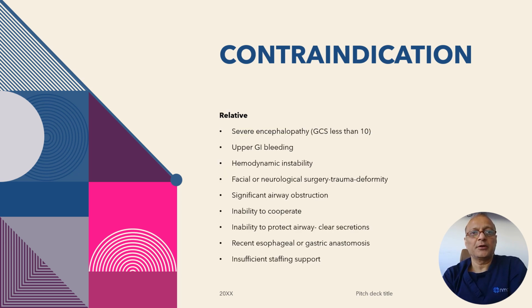Relative contraindications include patients with GCS less than 10, upper GI bleeding or recent upper GI surgery, hemodynamic instability, facial or neurological surgery, trauma or deformity, inability to cooperate, significant upper airway obstruction or not able to protect the upper airway, or insufficient staffing in the unit.